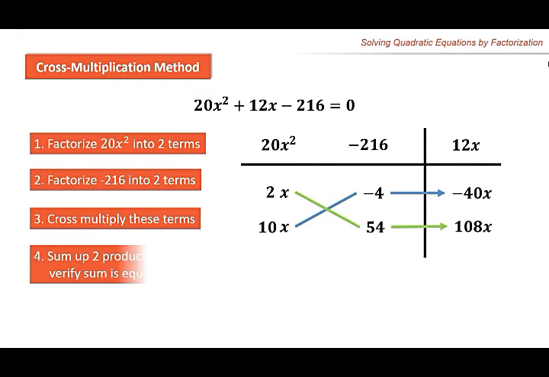In the last step, we have to make sure that these two products add up to the linear term in the quadratic equation. If they do, you have completed the factorization. Evidently, for this case, negative 40x and 108x do not add up to 12x. So that means that we have to find other values for the factors.